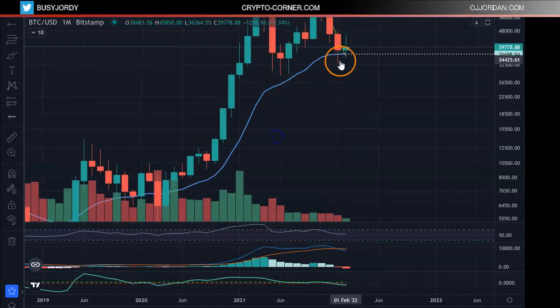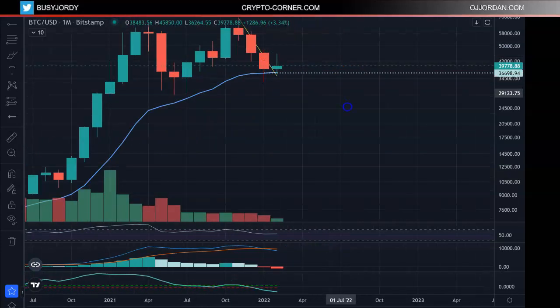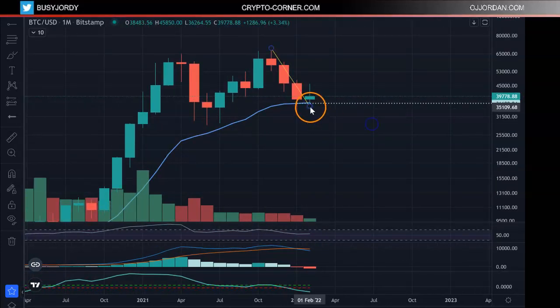This time, however, we are about to break it. And it's very important how we end this month. If at the end of February we are close to this, below this, or above this, this will be very important. And of course, how we start the next month.